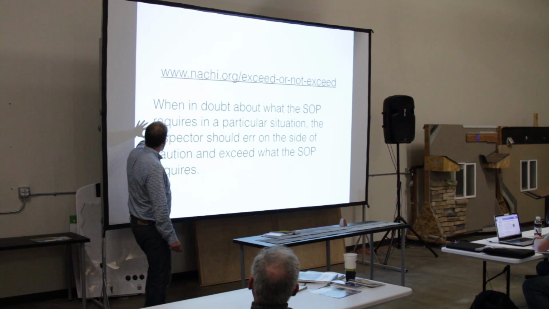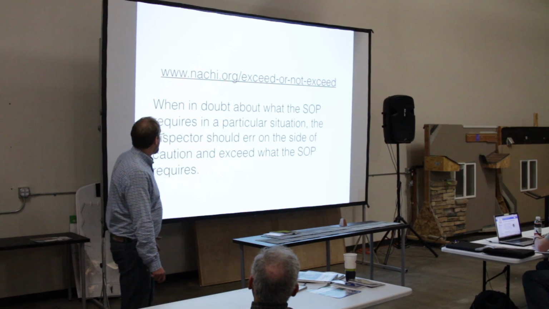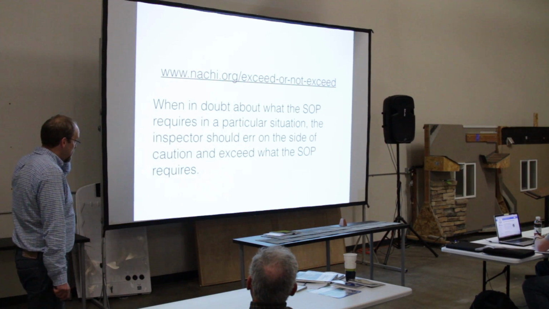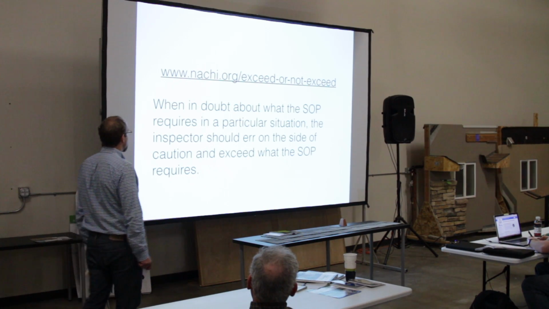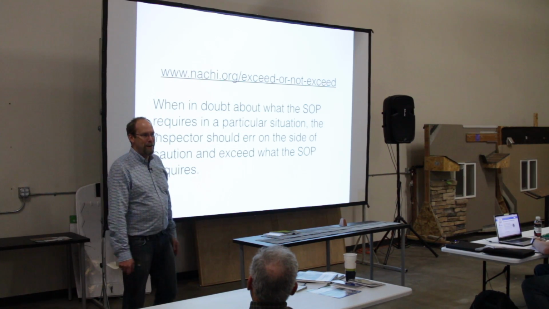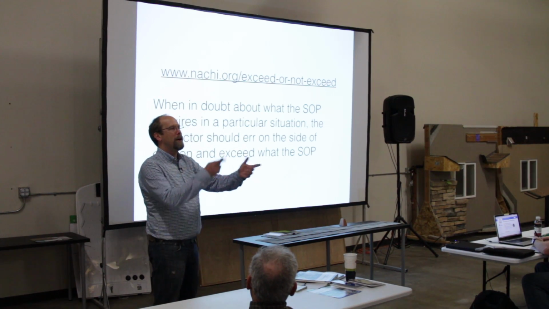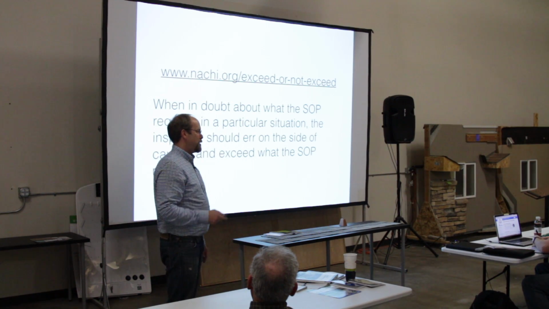This is a quote from our general counsel. When in doubt about what the SOP requires in a particular situation, the inspector should err on the side of caution and exceed what the SOP requires. And you'll see that you tend to do that. You'll be reporting upon all of the defects that you observed, not just the ones that are material.